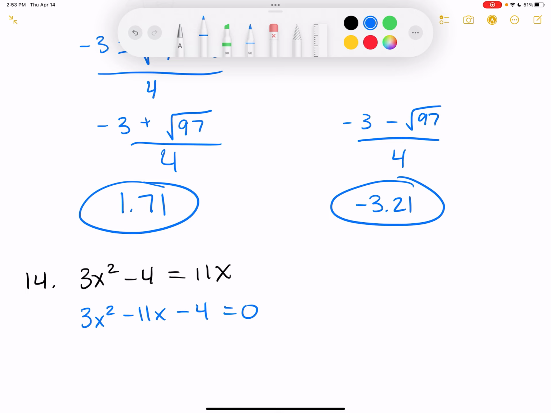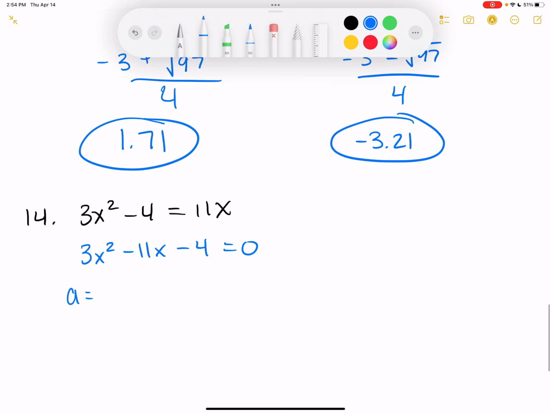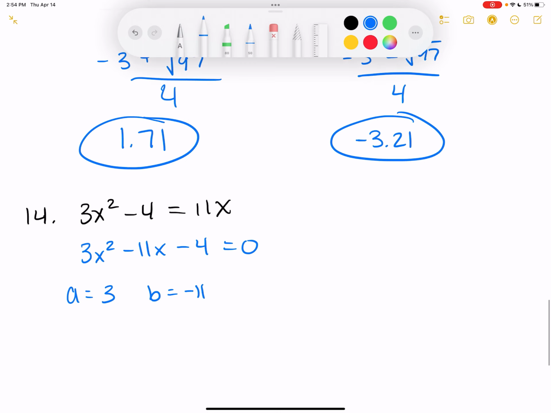So just that one step, at most it's going to be 2, puts you back just like you were in the last set of problems. So now what is A? Just 3, no variables go with it. B is negative 11. Make sure you keep the signs. And C is negative 4.